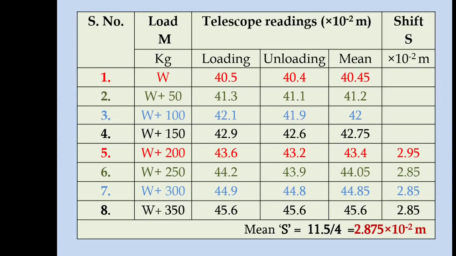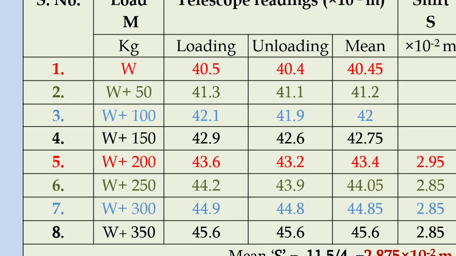So, the next step is to find the shift. We can find the shift for any mass, like for 50 grams, or for 100 grams, for 150 grams. Here the shift is found for 200 grams. So, for finding the shift for 200 grams, for every 200 gram difference we have to find the shift.